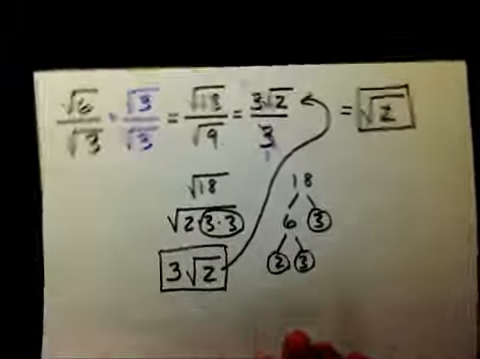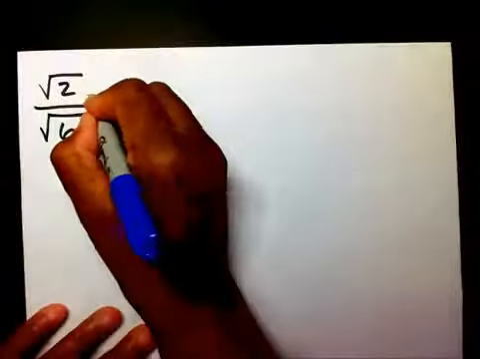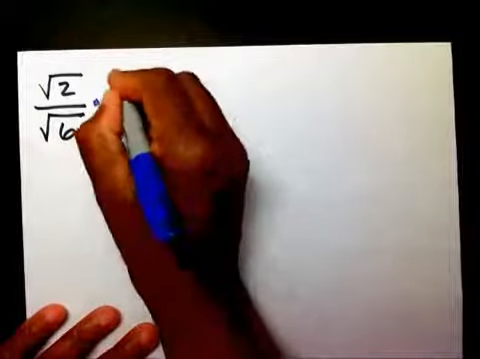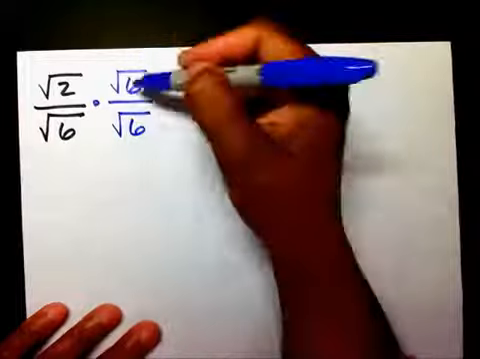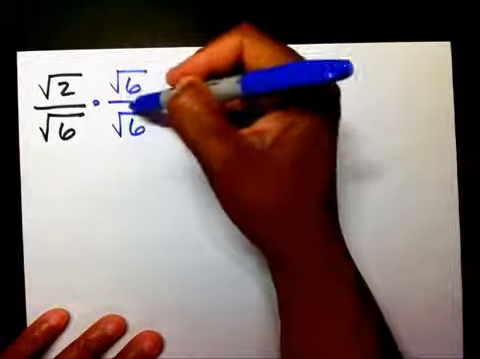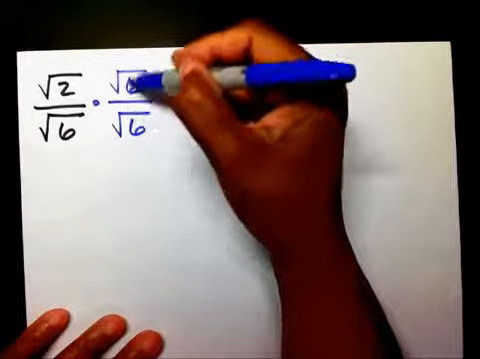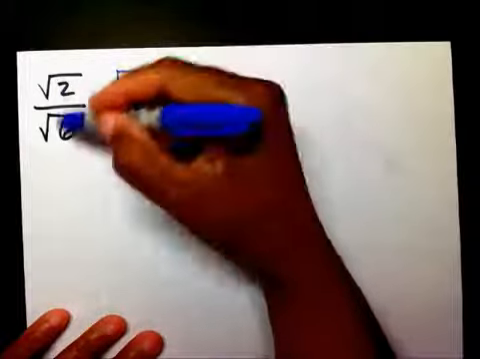Okay? Let's do another one. I have radical 2 divided by radical 6. Again, I'm going to rationalize my denominator. I'm going to multiply the numerator and the denominator by radical 6. Now, radical 6 over radical 6 equals 1. Any number over itself will give you 1. So we're just multiplying by 1, so we're really not changing this.